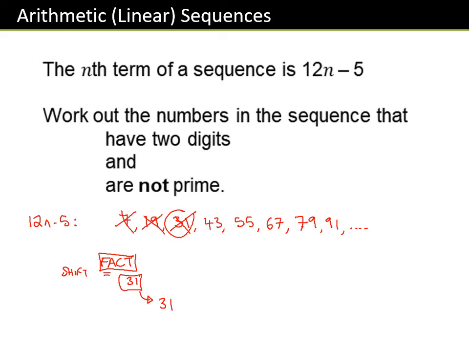We find 43 is prime, so we cross it out. 55 is not prime, so again, if you did that on your calculator, press shift fact and it will return 5 times 11. That's the prime factorization of that number. If you do that for 67, that's prime. 79 is prime. If you do it for 91, we get 7 times 13 is the prime factorization. So that's not prime. It's multiples of 7 and 13. So there are 2 answers for that question.